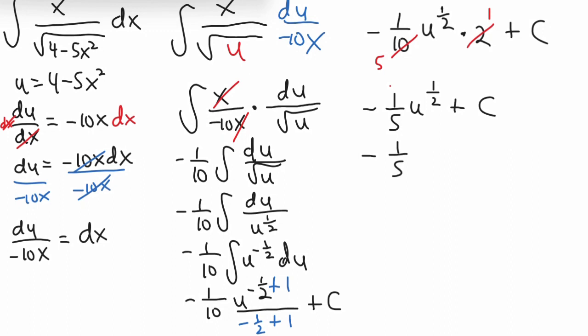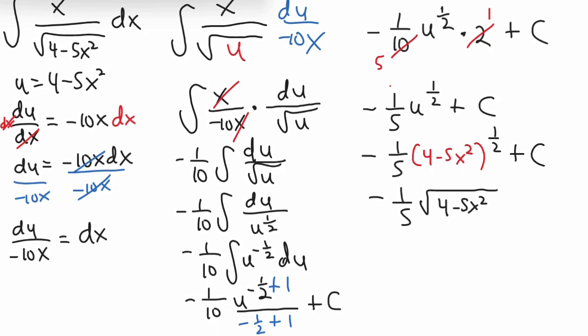Again, our u at the beginning we let equal 4 minus 5x squared. Okay, and that's all to the 1/2 power plus c. To the 1/2 power is the same thing as just the square root. So you can say negative 1/5 square root of 4 minus 5x squared plus c.